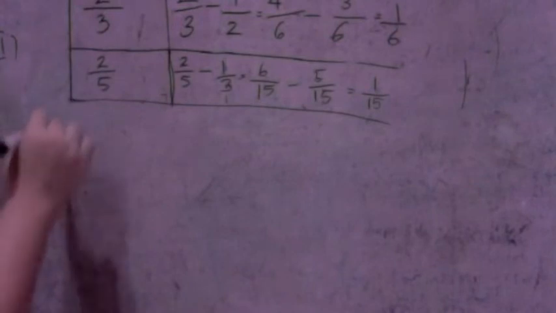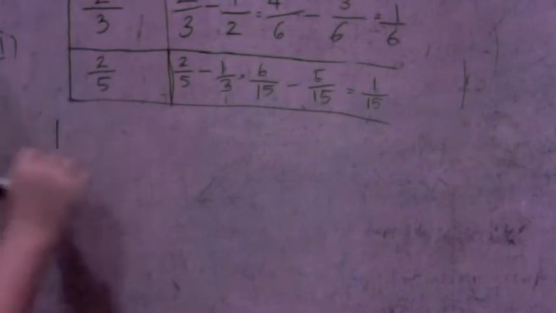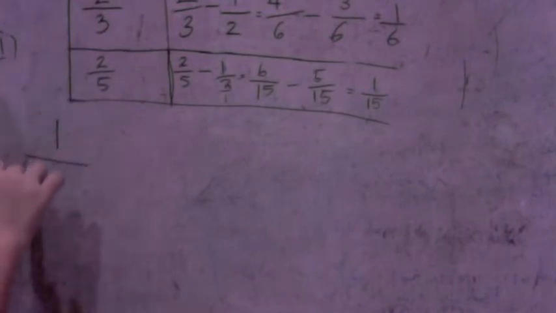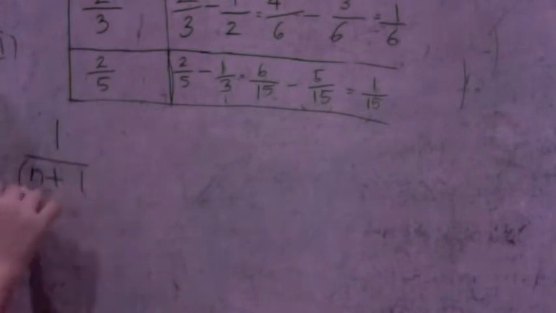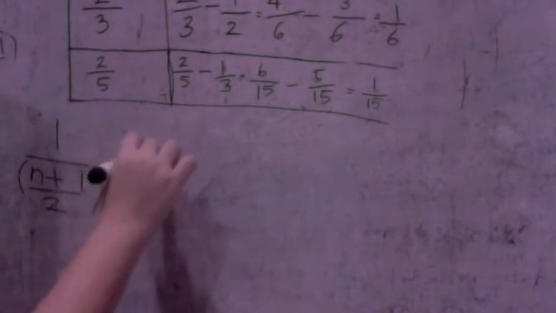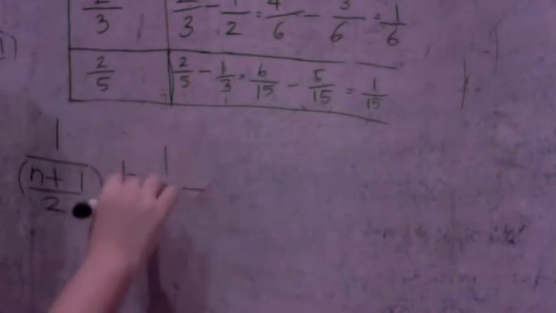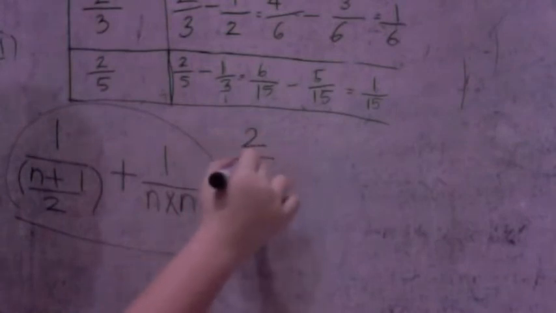I found this pattern with the help of my friend. So the pattern is 1 over n added by 1 over 2 in brackets, then added by 1 over n multiplied by n. This is the pattern that I found with the help of my friend. So I'm going to try it out with 2 over 3 to see if it works.